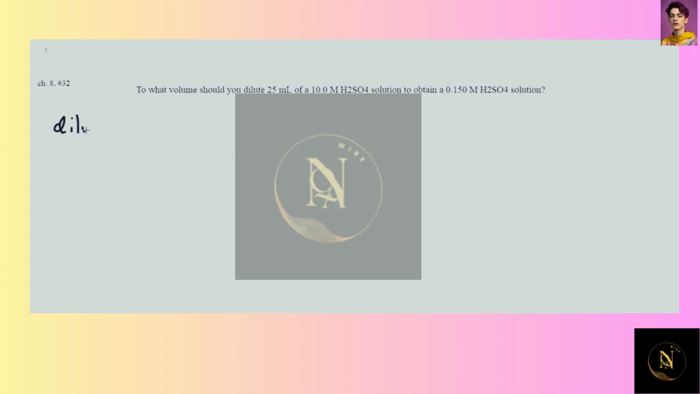So we are going to need the dilution equation. This can be found in this textbook on page 323 at the top, and is equation 8.1. The equation is as follows. That's M1V1 equals M2V2.